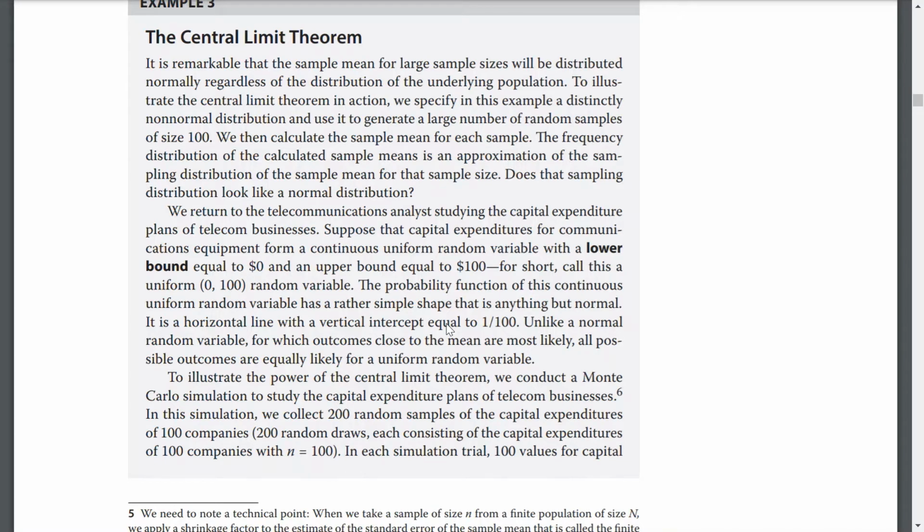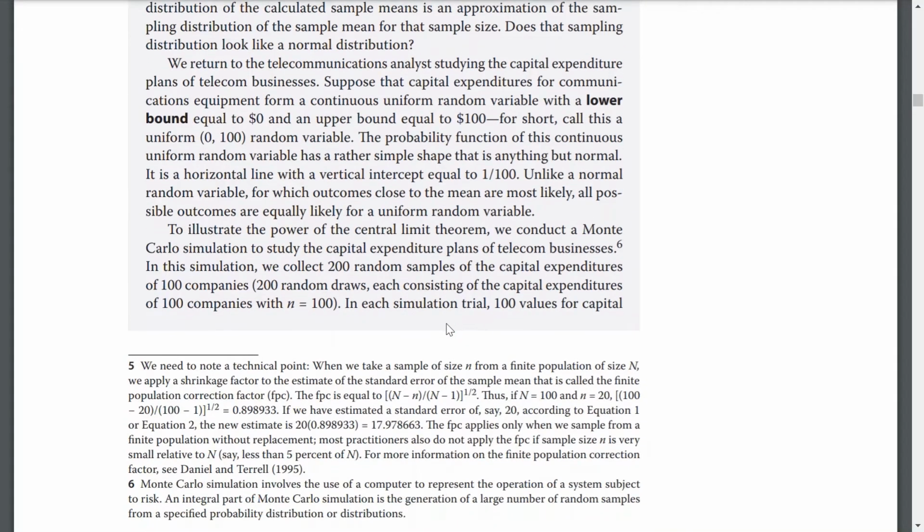We return to the telecommunications analyst studying the capital expenditure plan of a telecommunication business. Suppose the capital expenditure for communication equipment is a continuous uniform random variable with a lower bound equal to $0 and an upper bound equal to $100 million. For short, call this a uniform 0-100 random variable.